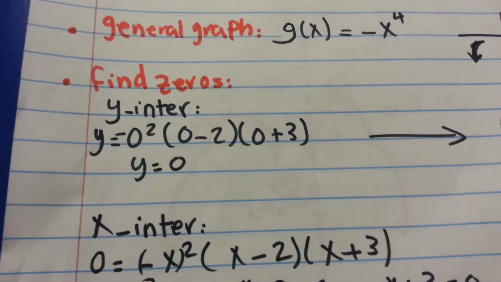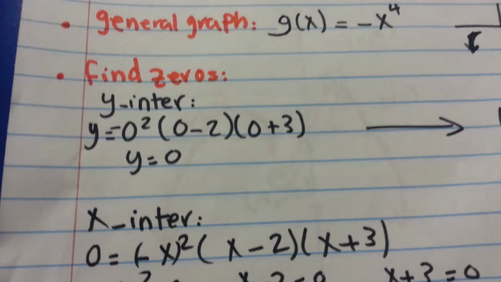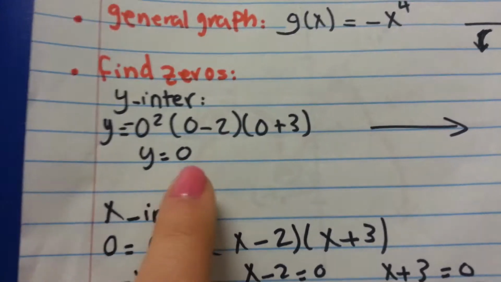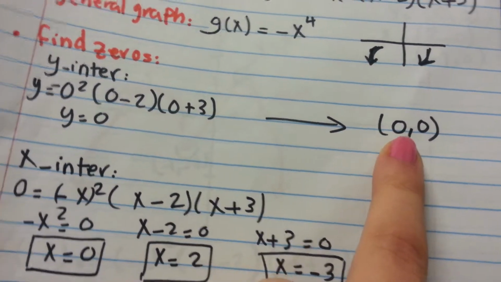When we find the y-intercept, we put 0 instead of each x. So basically the end answer would be 0, and my point is 0, 0. The y-intercept is 0, 0.